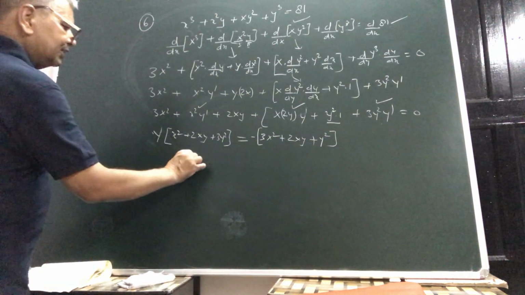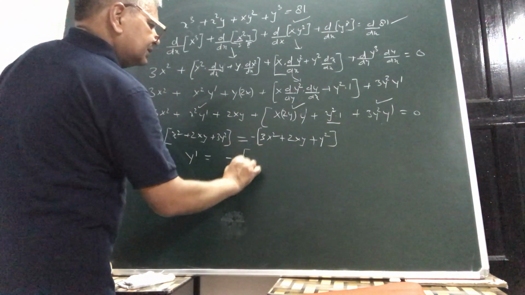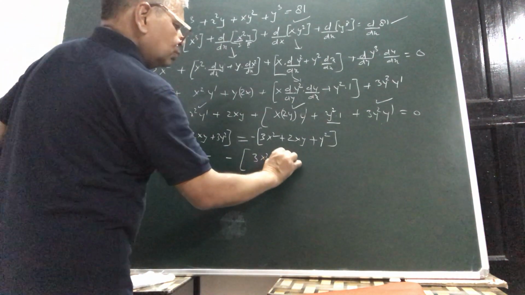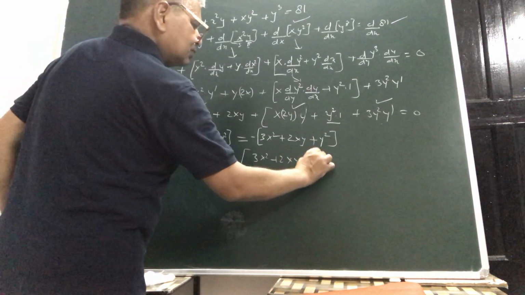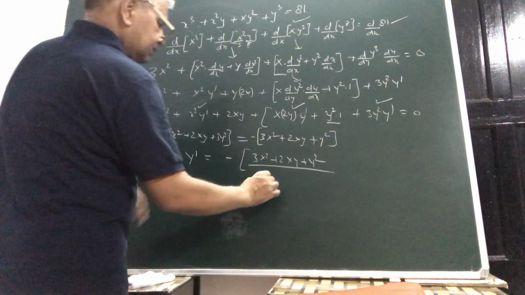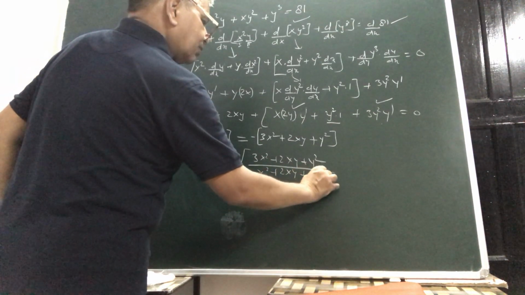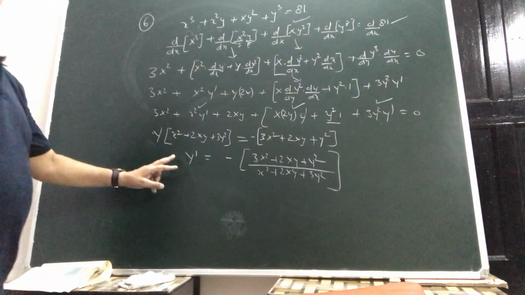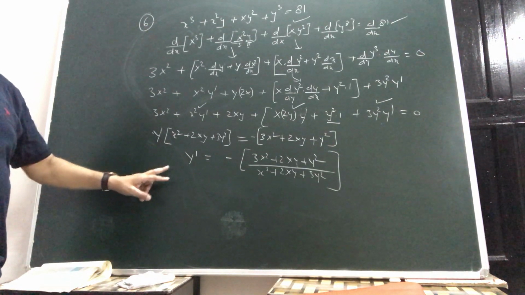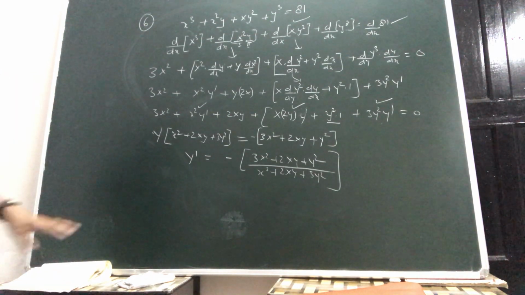And so y dash value will be minus 3x square plus 2xy plus y square whole upon x square plus 2xy plus 3y square. So this is the answer. This is the derivative of this thing. So this is how you would be doing it.